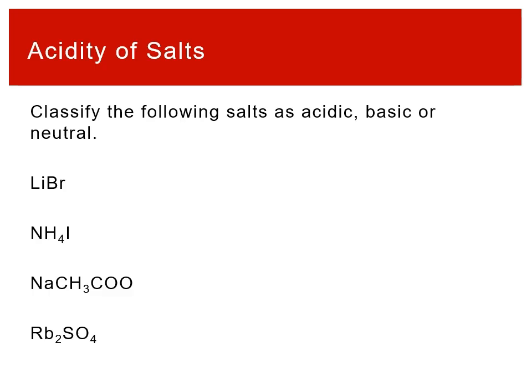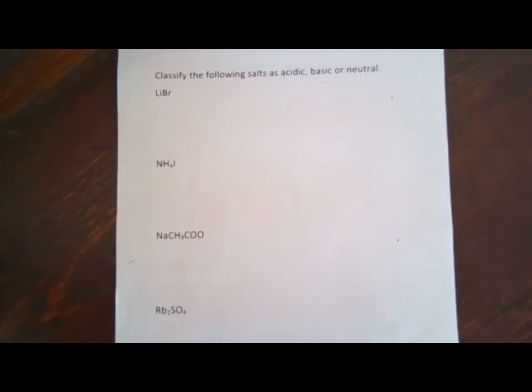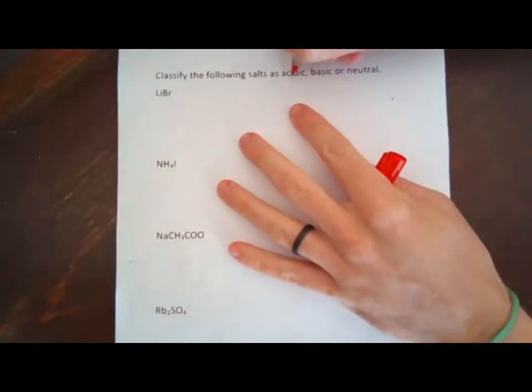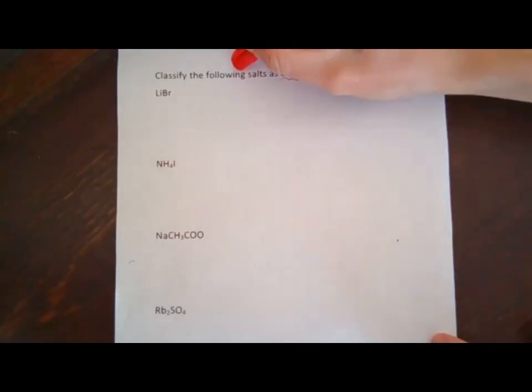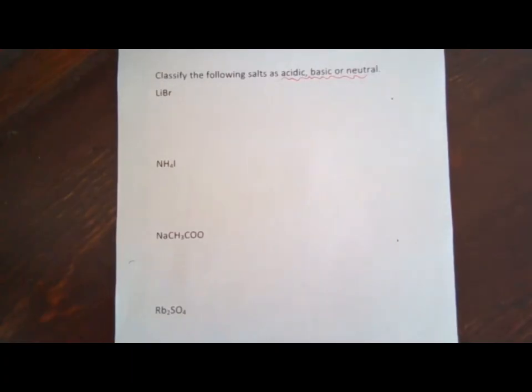Let's do some examples. Classify the following salts as acidic, basic, or neutral: LiBr, lithium bromide, NH4I, ammonium iodide, NaCH3COO, sodium acetate, and Rb2SO4, rubidium sulfate. So if we want to identify salts that can be acidic, basic, or neutral, the main part of that is figuring out what the ions are. We know that these are all salts, so they're going to separate out into the individual ions, and then we want to diagnose each ion. Each of the ions can potentially be acidic, basic, and so on.